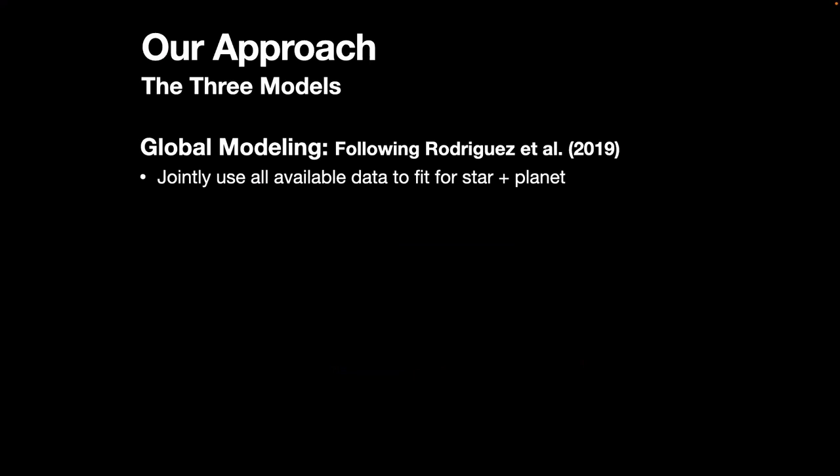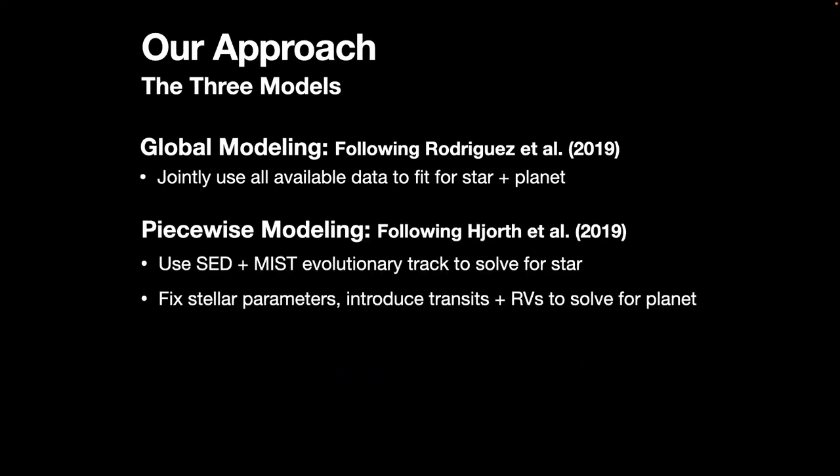So to summarize, what we're going to do here is this global modeling, we're going to jointly use all available data. So we've got all of our broadband photometry. For the global modeling, we're going to jointly fit all of the transits, all of the radial velocities, the SED, the evolutionary track. For the piecewise modeling, we're going to use our now two-source SED. So previously, Horth et al. did not account for that background source. So that could have been some sort of a problem.